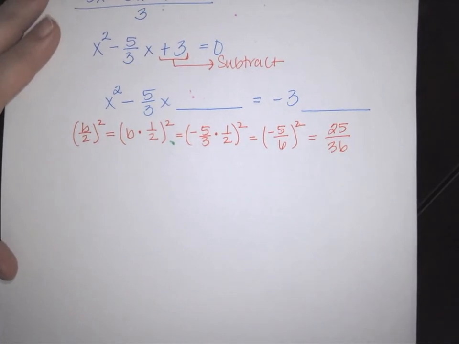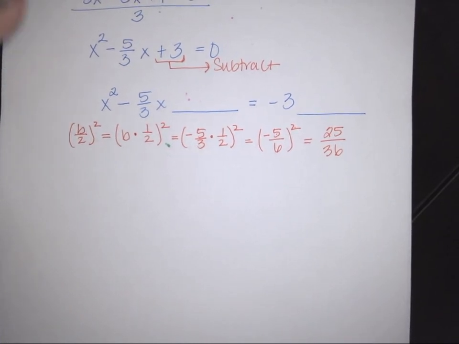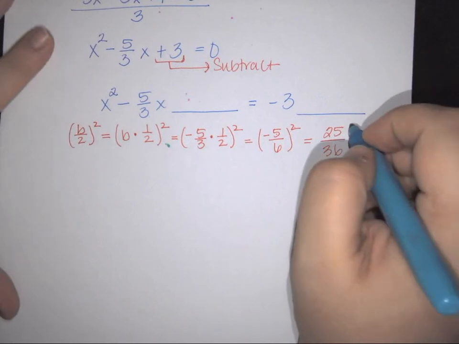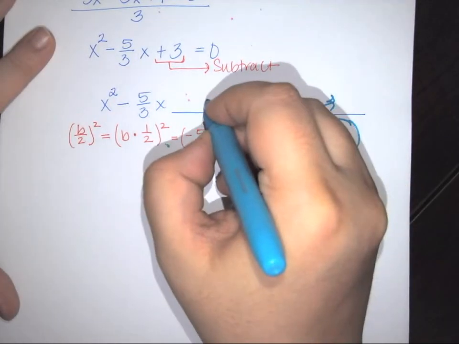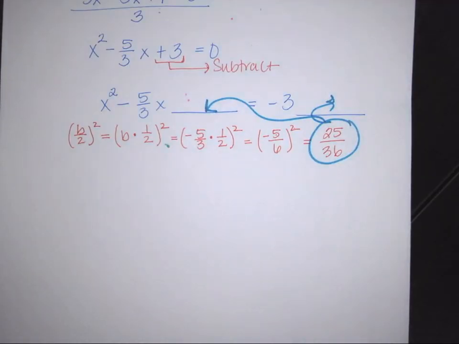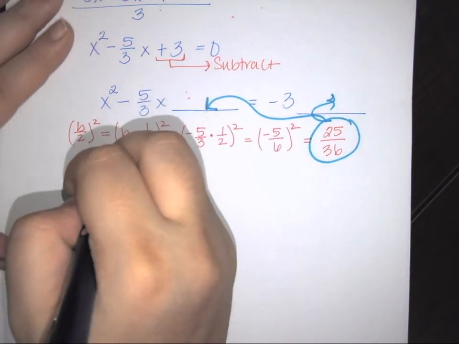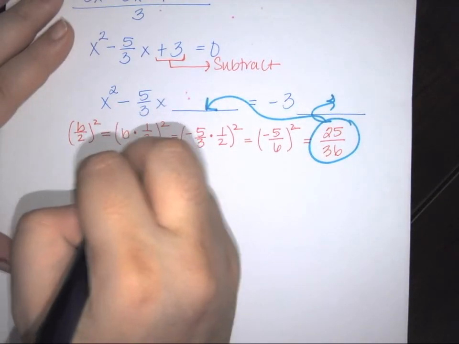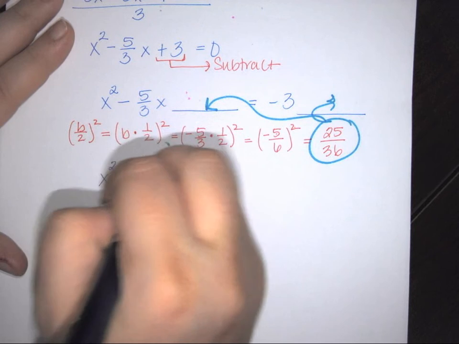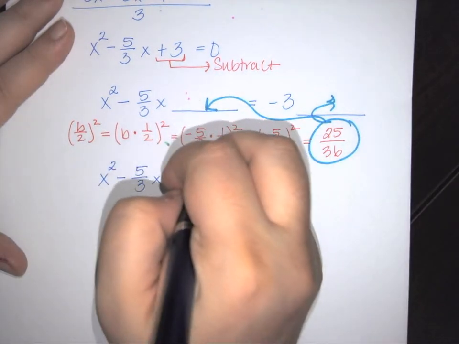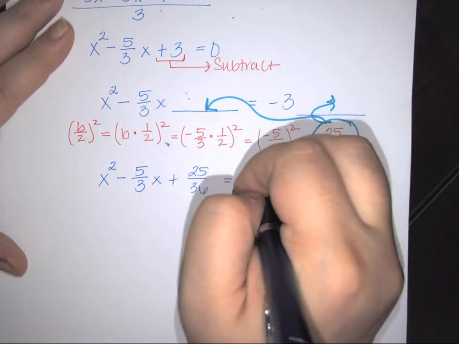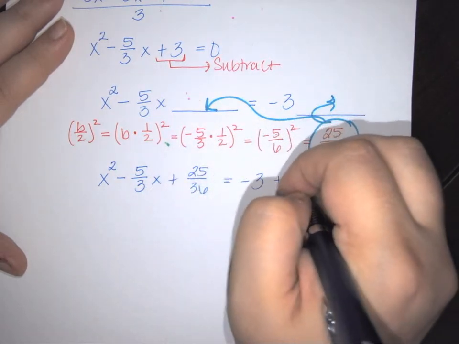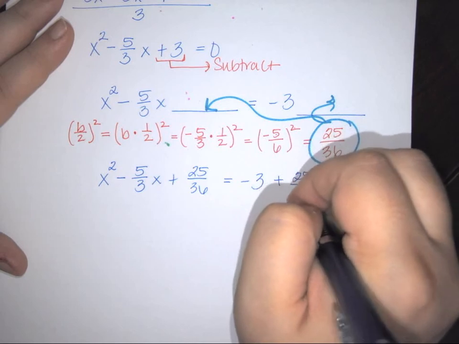So now, just like before, I have this term here, which is going to come up to the top of both sides, thus giving me x squared minus 5/3 x plus 25/36 is equal to negative 3 plus 25/36.